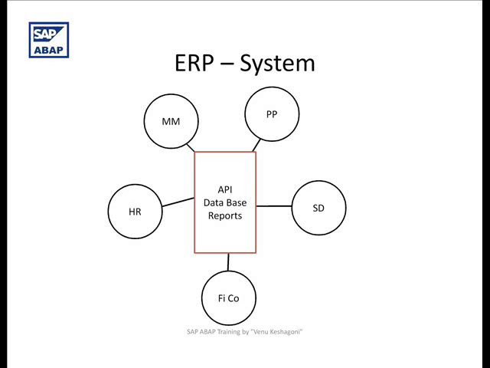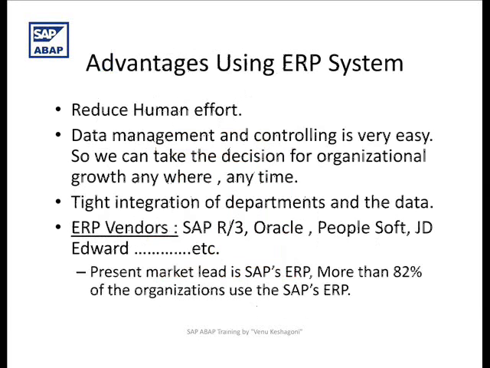So in ERP, SAP is an ERP system. The advantage of using an ERP system is reducing our human effort. Data flows from one department to another very easily. There is a tight integration between all the departments. As soon as a sales order is generated, it will be populated to the material department. Next, there are so many ERP packages, and among them is SAP R/3.